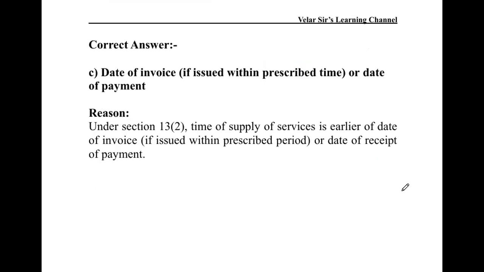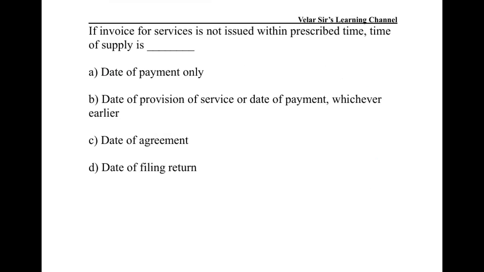The correct answer will be C, date of invoice if issued within the prescribed time, that is, the invoice must be issued within the prescribed time limit. If the invoice is issued within that time limit, then the invoice date will be taken as time of supply, or the date of payment will be taken as time of supply. The reason given here is under section 13 subsection 2, time of supply of service is earlier of the date of invoice if issued within the prescribed period or date of receipt of payment. That is the correct answer and the reason for it.